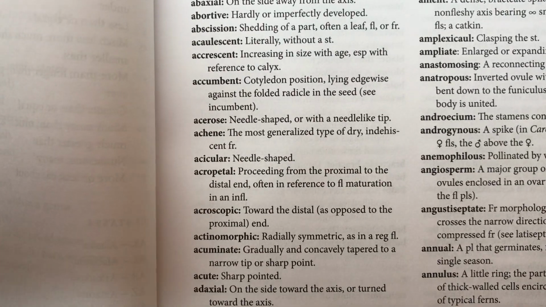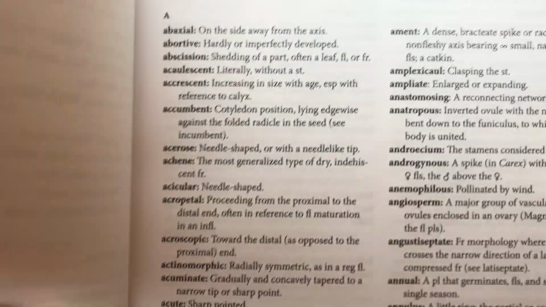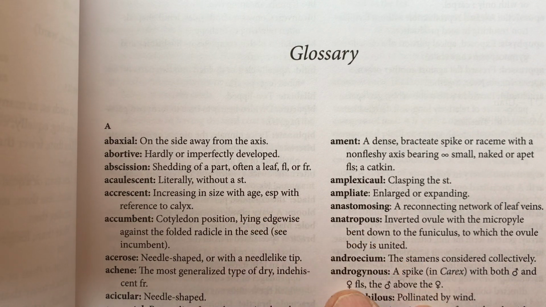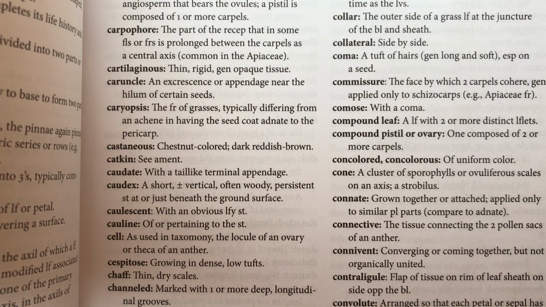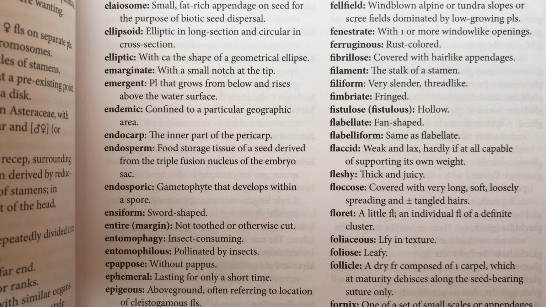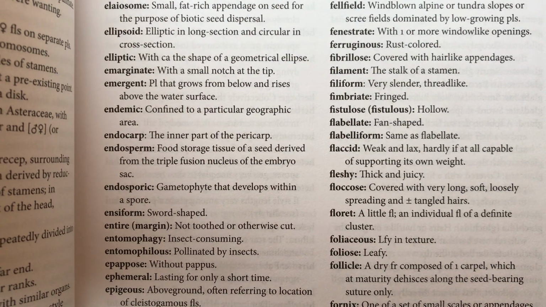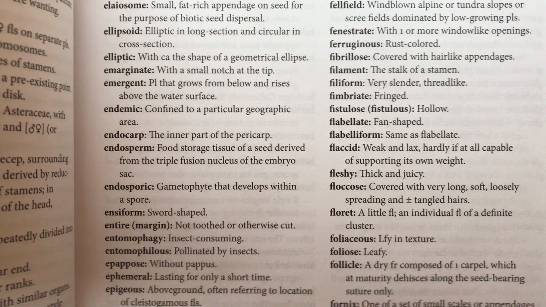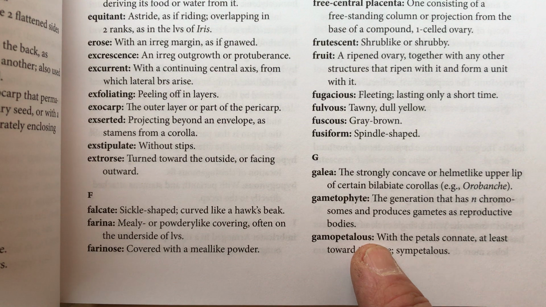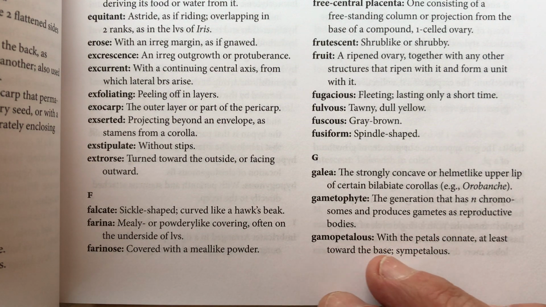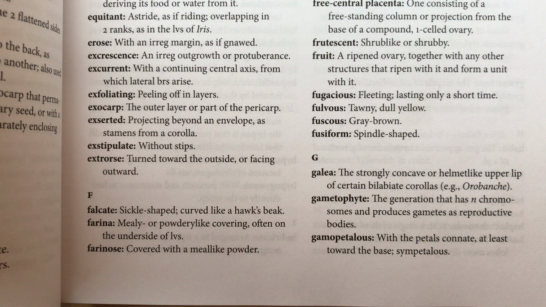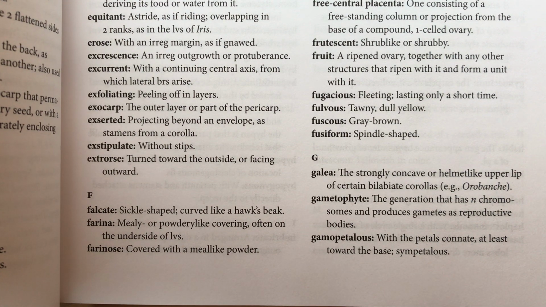Here, which is the glossary. So the glossary is going to be really, really important. Every good key has a good glossary, and I think the word we were just looking for was gamopetalous, and it turns out that's at the bottom of this page here. Gamopetalous, with petals connate at least towards the base. Also sympetalous, so that just refers to our individual petals.